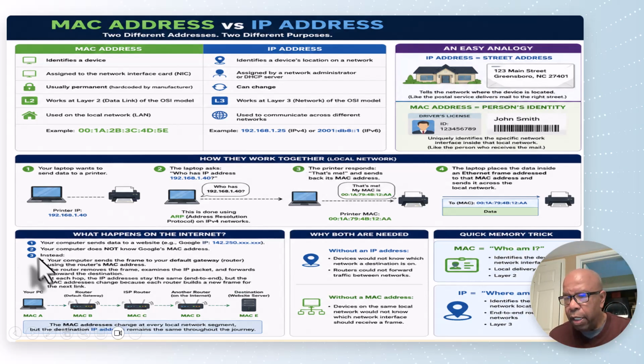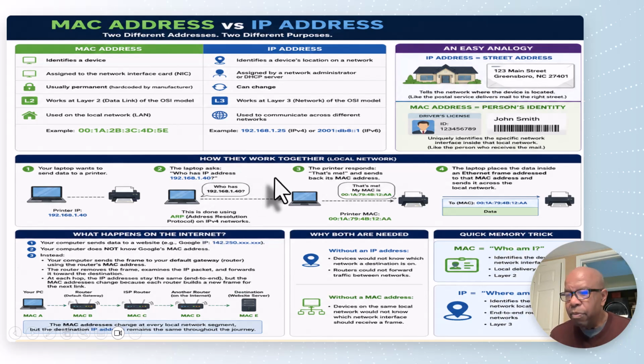Here is kind of the flow. Your laptop wants to send data to a printer. Here we have the IP address of the printer. The laptop asks, who has the IP address of 192.168.1.40? It sends that out on the network. This is done using the Address Resolution Protocol on IPv4 networks.